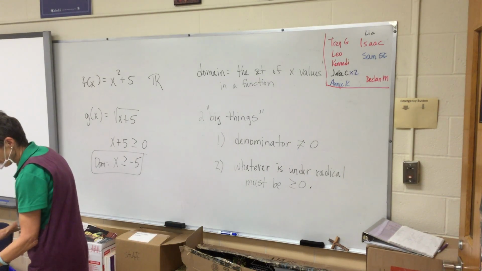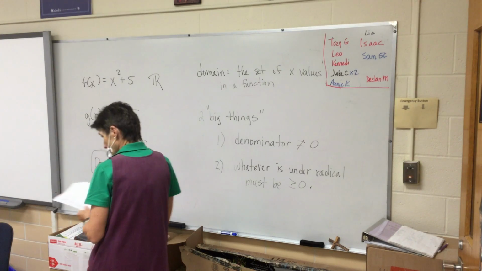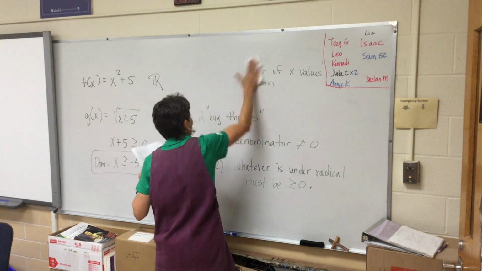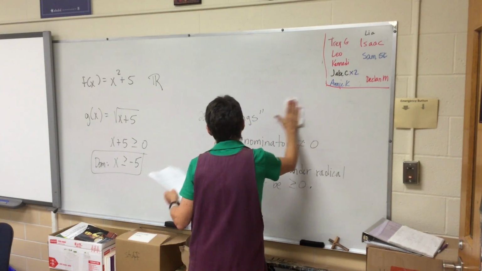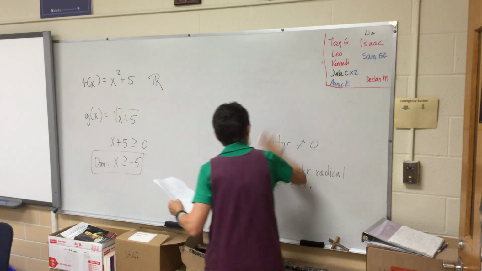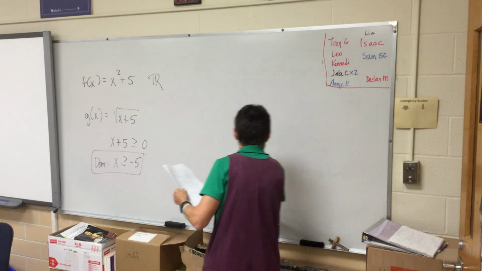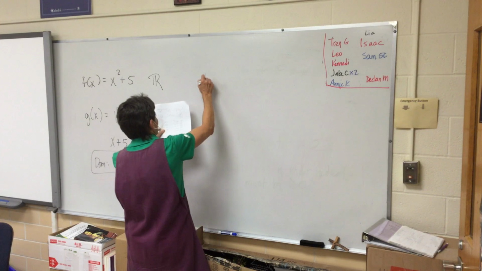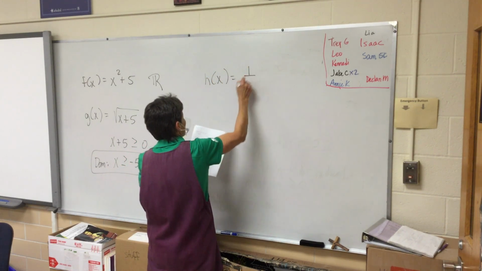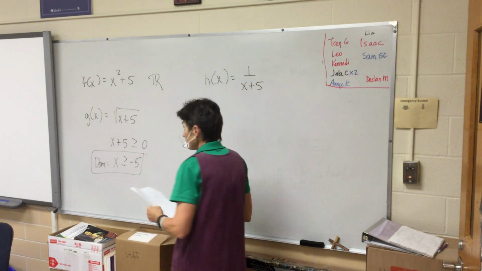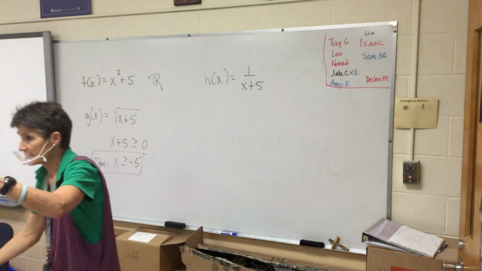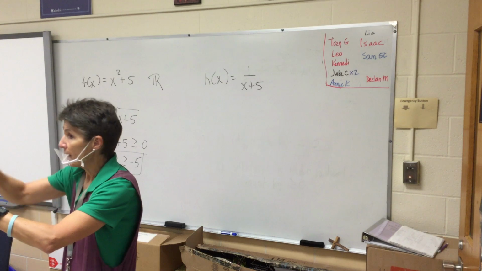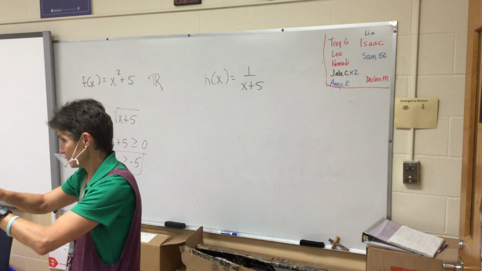it's easy. All right, let's look at C. So C, your job, you're finding the domain. So these are the two big things you think about. They're the only two things you think about. So h of x equals 1 over x plus 5. Okay, so what are our two things again? Do we have a fraction? Do we have a radical? Okay, I don't have a radical, but I do have a fraction.